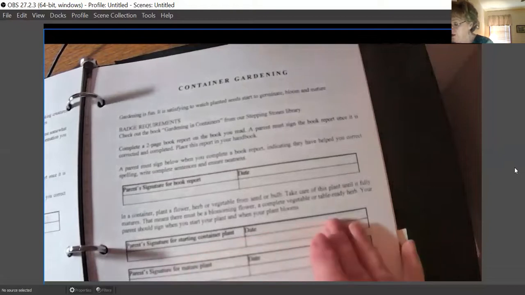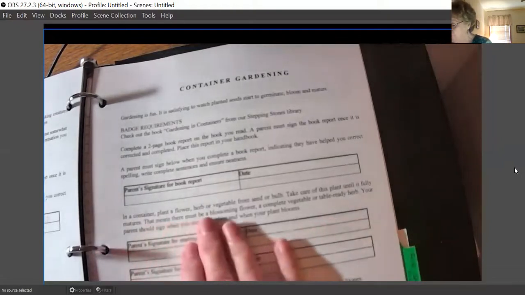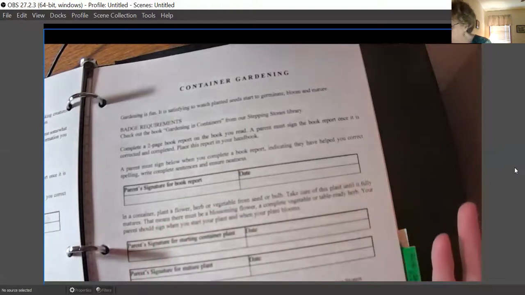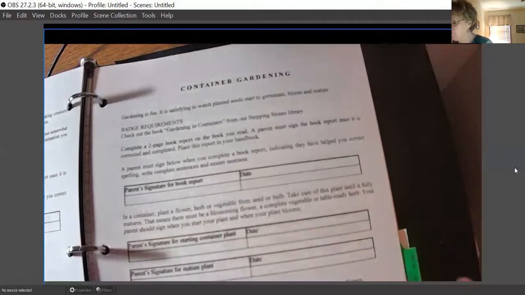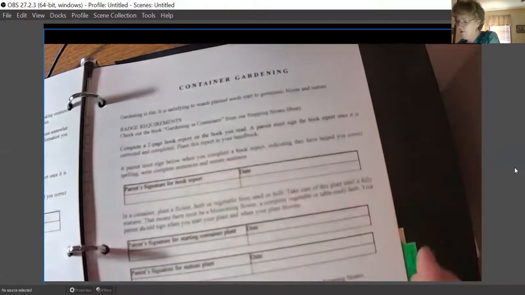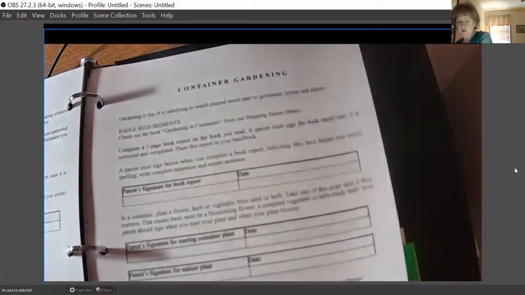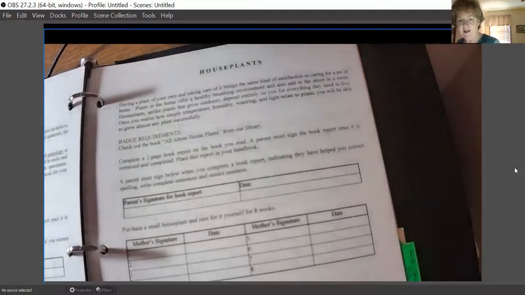So for instance, container gardening: you have to plant a plant, flower, or herb in a container, and it has to be from seed or bulb. You have to take care of it fully until it matures, until something is blossoming. Once that's done, you can take a picture of it and send it to me, or put it in the book. That's when that badge would be considered complete, not just when you see a little green, but when it actually comes to fruition.